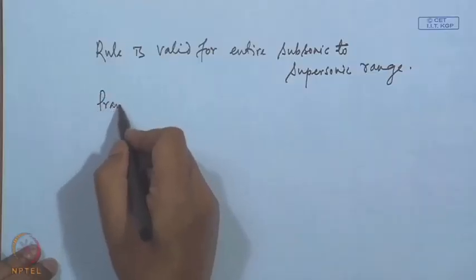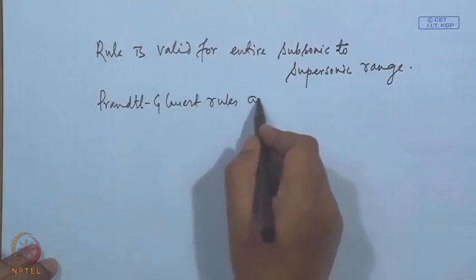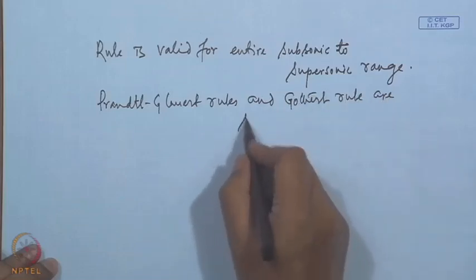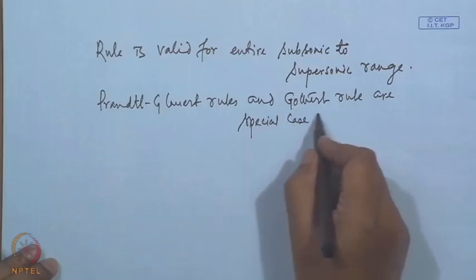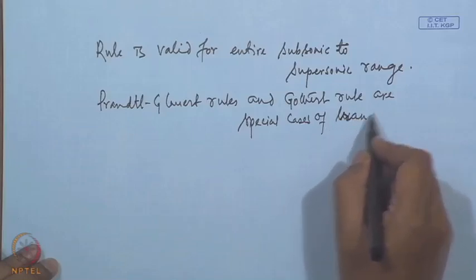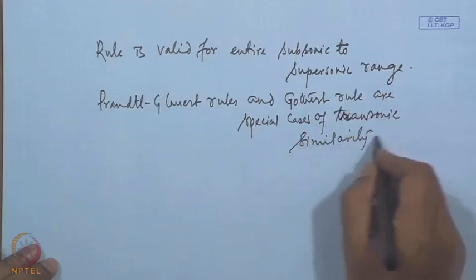This is in contrast with that linearized rule, which is not valid for the transonic flow, but this transonic rule is also valid for subsonic and supersonic flow, which is quite easy to comprehend, because the subsonic and supersonic flow equations are just a special case of this particular equation, and the Prandtl-Glauert rule and Ackeret rule, these are all special cases of transonic similarity rule.